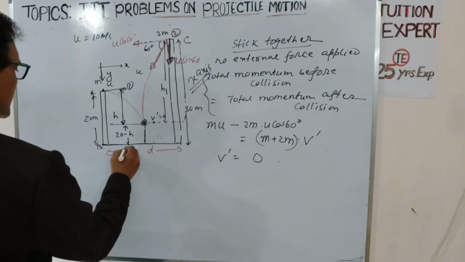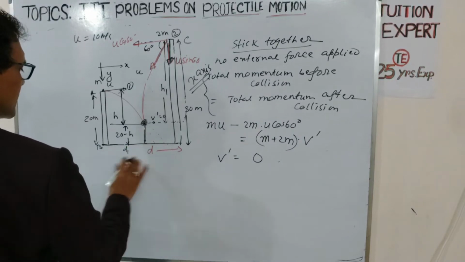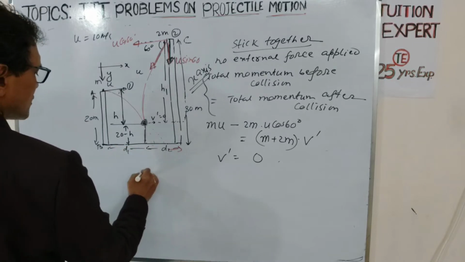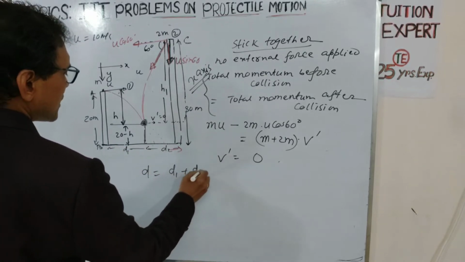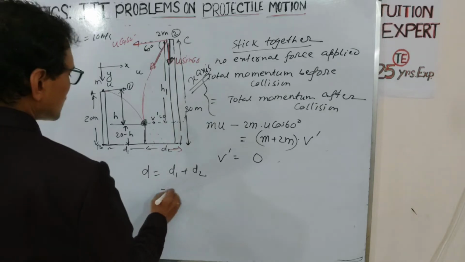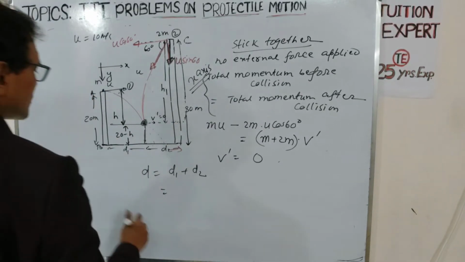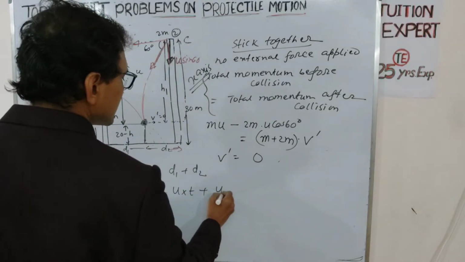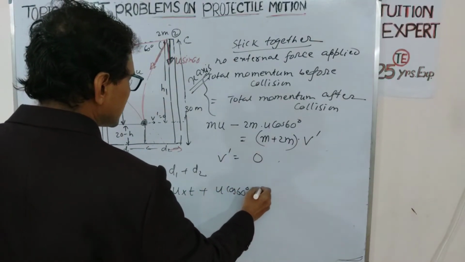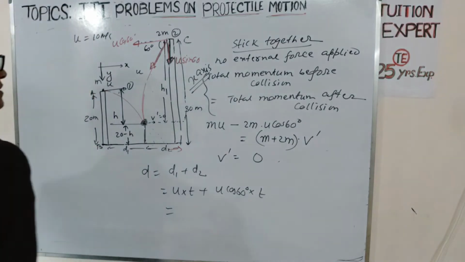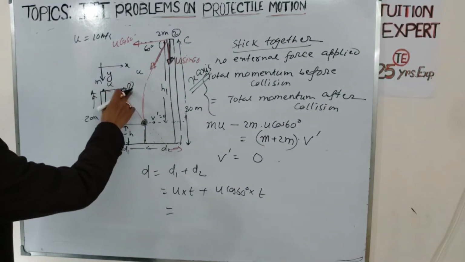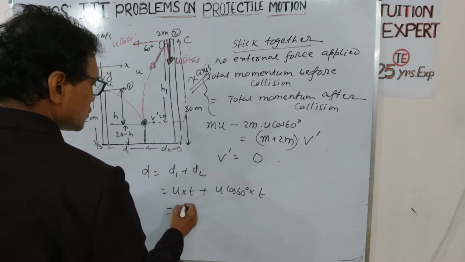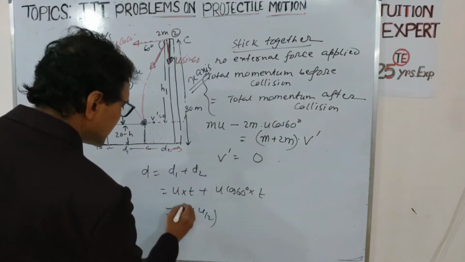Now if the distance is d1, and if the distance is d2, so we know that d equals d1 plus d2. Now we have to consider d1. d1 equals horizontal velocity into time, u into t, and d2 equals the horizontal velocity u cos 60 degrees into t. Distance moved by this plus distance moved by this equals the total distance. So this is u plus u by 2, into t.